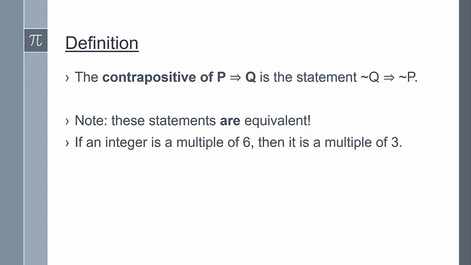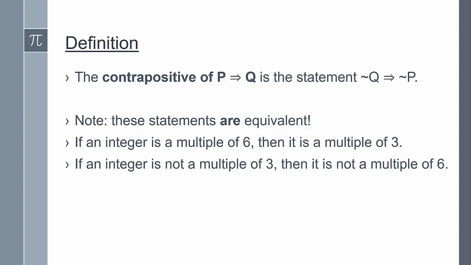Back to our last example, if an integer is a multiple of 6, then it is a multiple of 3. The contrapositive would be, if an integer is not a multiple of 3, then it is not a multiple of 6. These statements are equivalent.